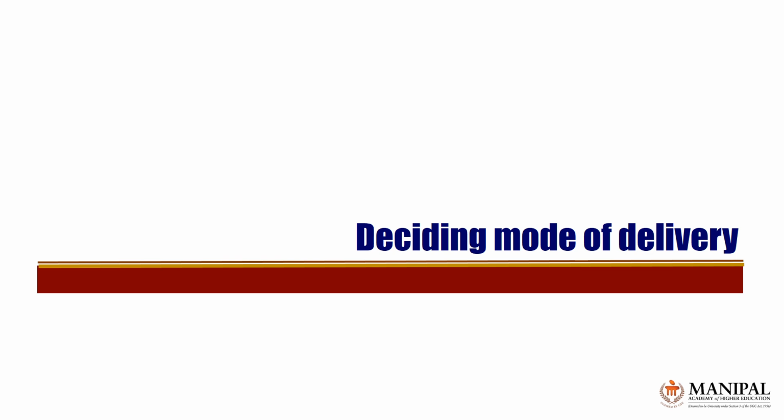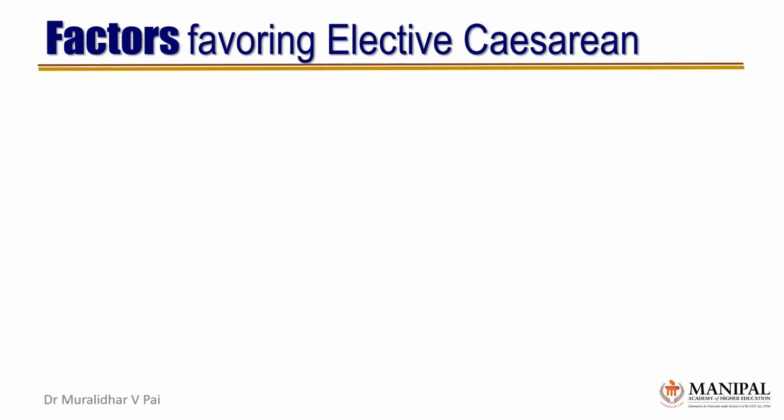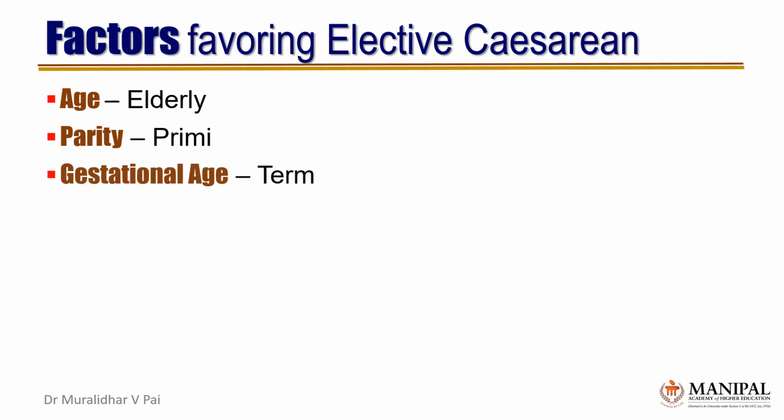Deciding the mode of delivery is extremely important to avoid complications during vaginal delivery. Here, I would like to elaborate the factors favoring elective caesarean section. Age is an important factor in any situation. Similarly, an elderly lady is more suited for caesarean delivery, especially if she is primigravid and presenting at term.